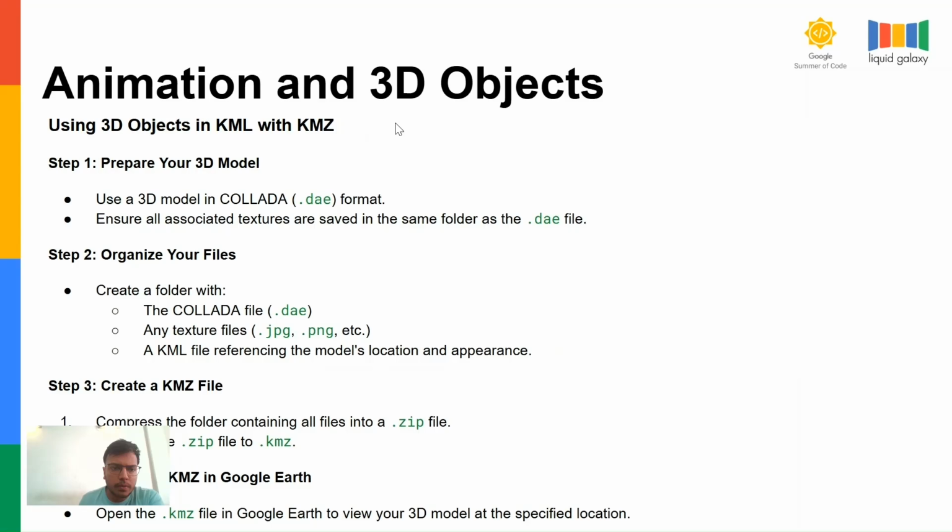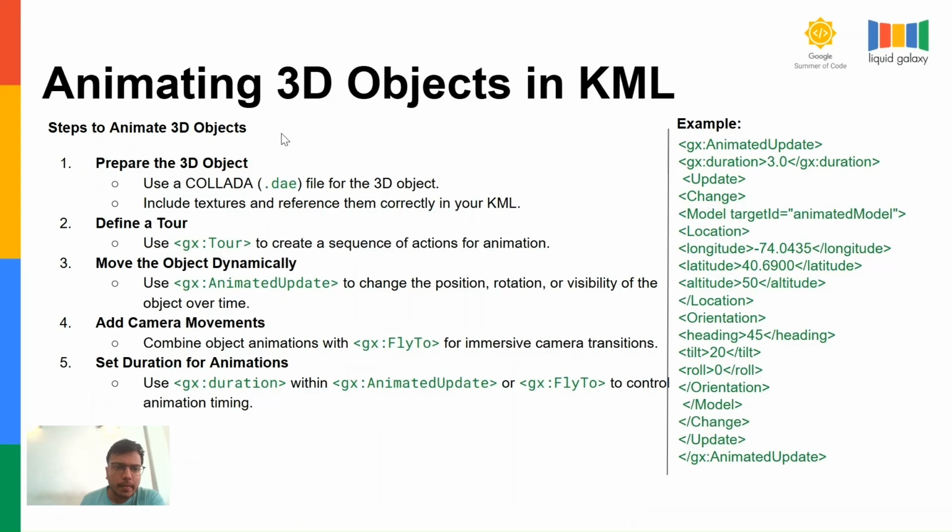We can define 3D objects in KML with the help of KMZ, which is a compressed zip of a KML file along with the 3D objects. The 3D objects have to be in the Collada or .dae format. We have to ensure that all the associated textures are saved in the same folder as the .dae file. So we organize our files, the Collada file, any texture files, and the KML file, in the same folder, select all and compress them into a zip file. Then we rename the zip file to a KMZ file and test it in Google Earth to see our object at the desired coordinates.